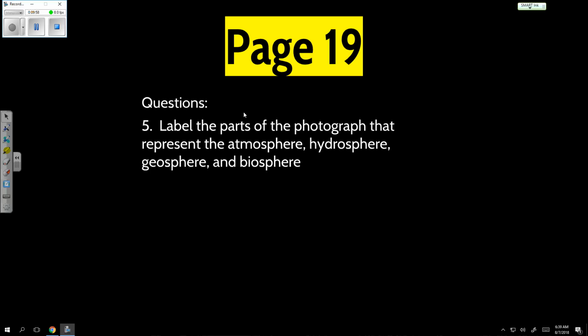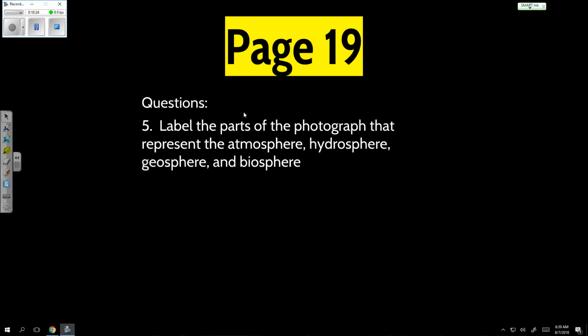Question 5. Label the parts of the photograph that represent the atmosphere, hydrosphere, geosphere, and biosphere. An example of the geosphere would be the mountains that are seen in the background of the picture. Write the word geosphere on the picture and draw an arrow to the mountains.